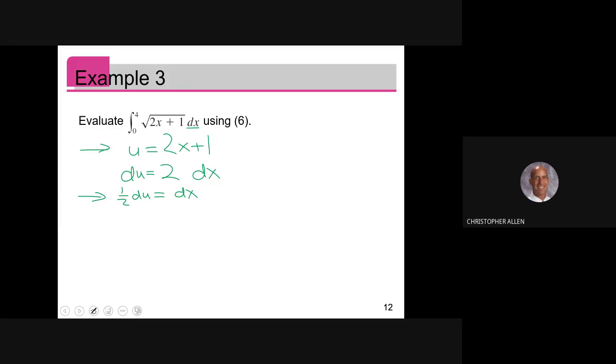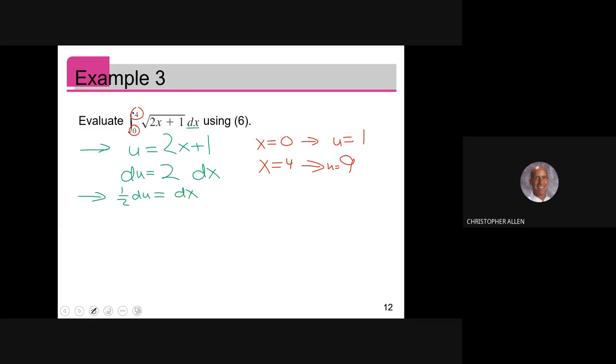All right, so here's the part that's different. This is called change of base. You see this 0 and this 4. I'm going to change them. If x is equal to 0, what would that be in terms of u? 1. You put 0 right there, what do you get? 1. Top one. If x is equal to 4, what does that change to? 9.